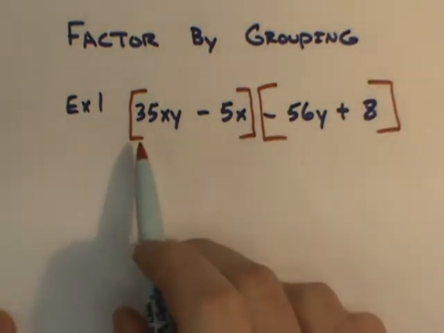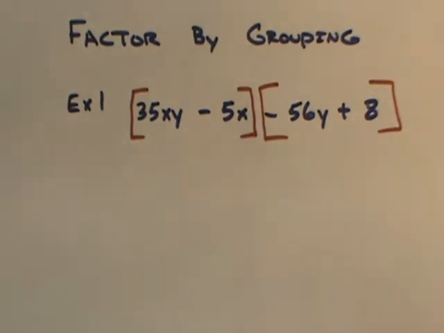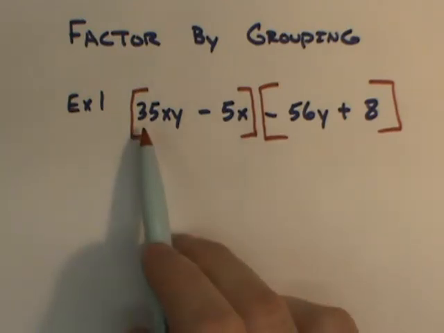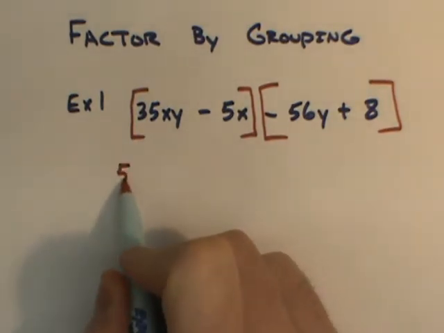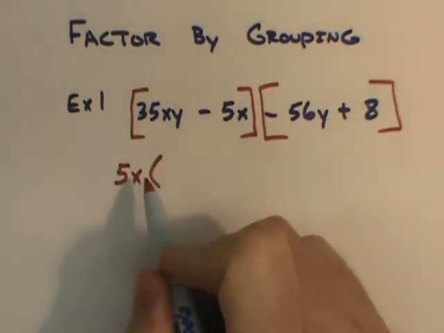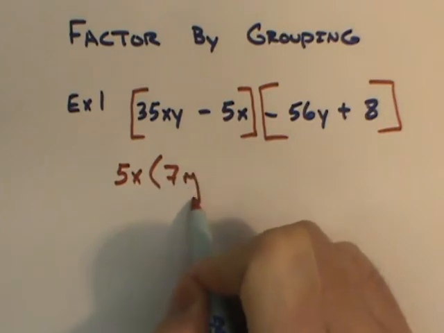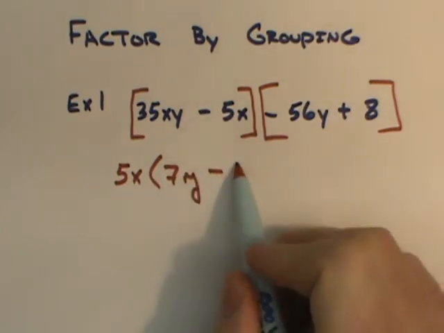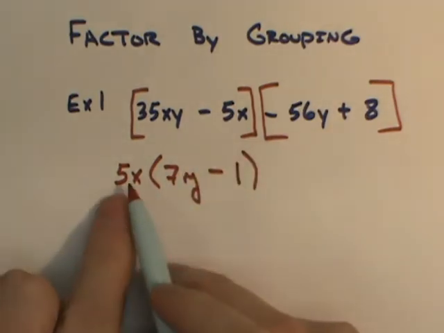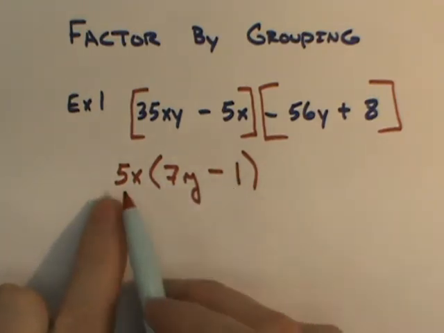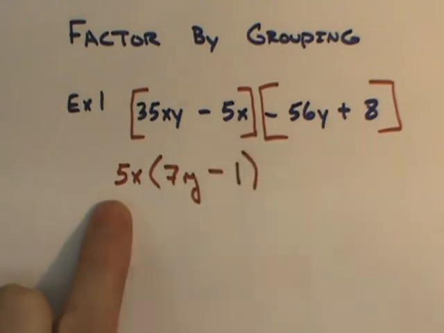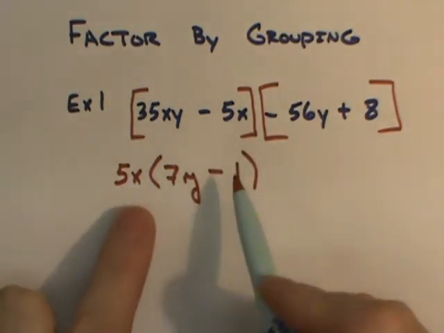And then as I look at the first set, I'm going to do what the previous lessons were all about. I'm going to see what I can pull out from those two terms. And so as I look at 35xy minus 5x, I recognize that I could pull out a 5x. As I pull out a 5x, I'd be left with 7y minus 1. Now, that 1, as I've been trying to illustrate in the previous examples, is a placeholder. See, 5x times 1 is going to be negative 5x, or in this case, 5x times negative 1 is negative 5x.